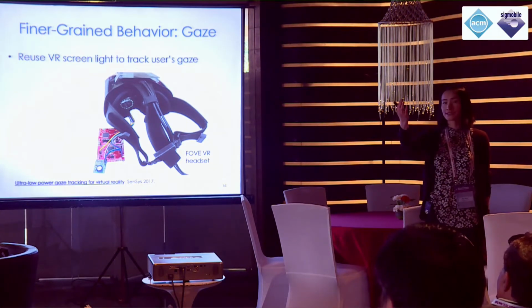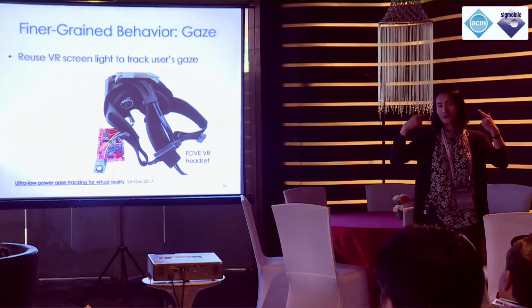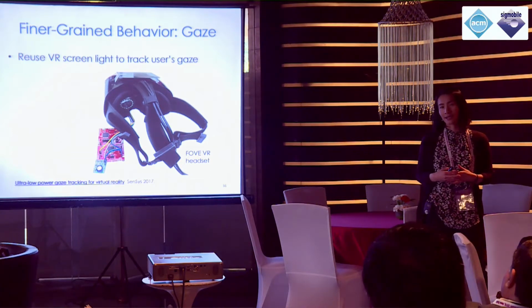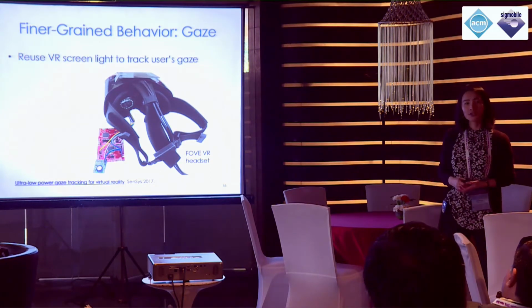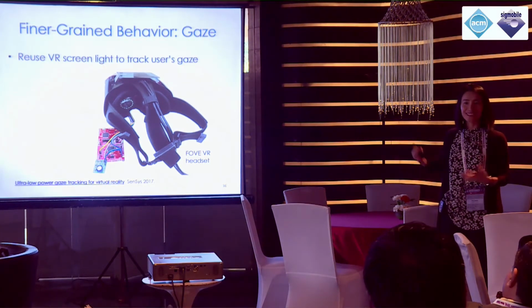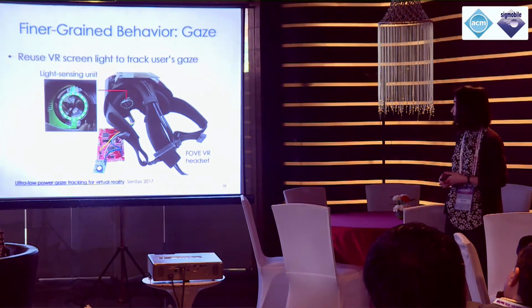It reuses the light from the VR screen and then sees how your eye is reflecting the screen light to recover the pupil position. So that's another use of the light sensing. It has nothing to do with communication, by the way, but it's a way of using the light as a medium for sensing the user behavior.